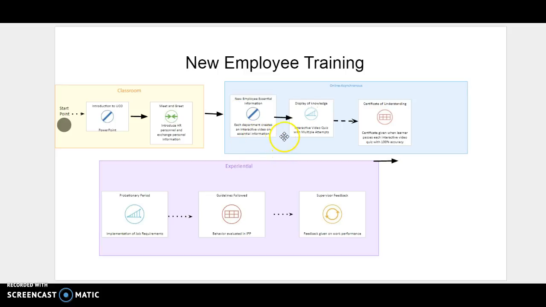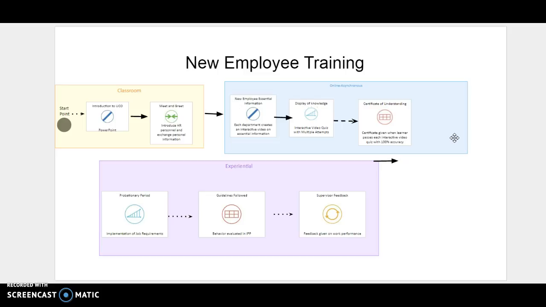And the learner would then move to display their knowledge and complete an interactive video quiz with multiple attempts. That would be the practice part of it. And evidence of their understanding is they would receive a certificate of understanding, which would be a system action, and the system would be able to read whenever they had completed each interactive video quiz from each department with 100% accuracy. This wouldn't need to be something incredibly difficult, just to make sure that they understood it.